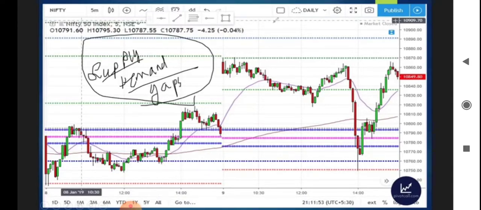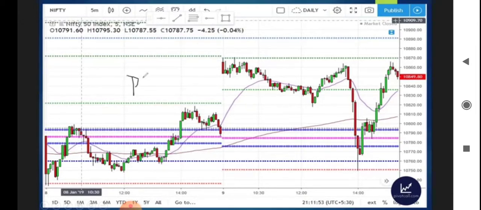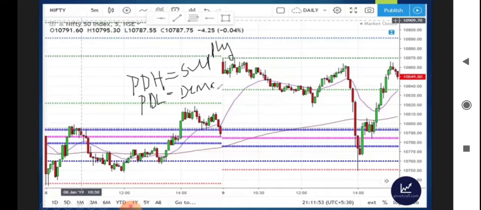But sometimes PDH equals supply zone. PDH is also a supply zone. Or sometimes PDL is also a demand zone. That means both are the same. That time PDH, PDL can be very powerful. Or PDH also equals a gap border.